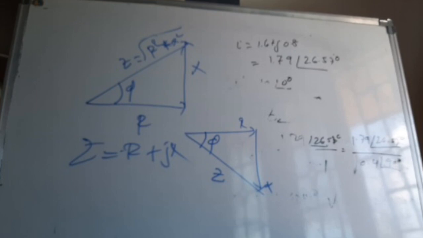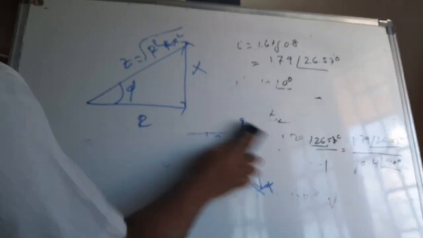And the other way, we can represent it in polar form, that is I is equal to I angle theta degrees. Note it down: I angle theta degrees. We can represent it in these two forms. So, as I said, any complex number can be represented in two ways.